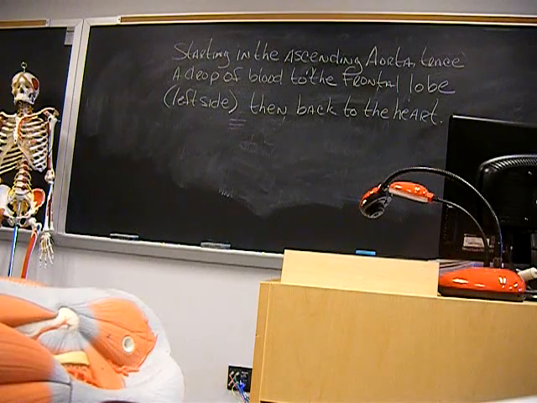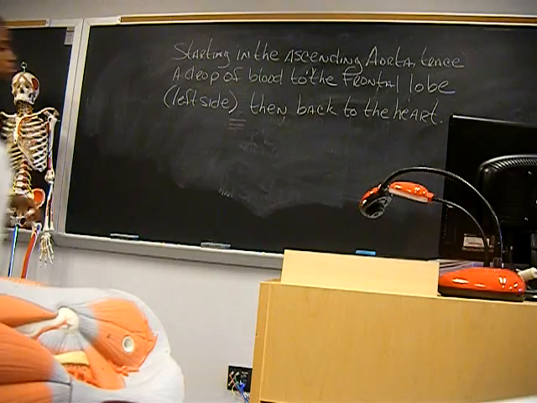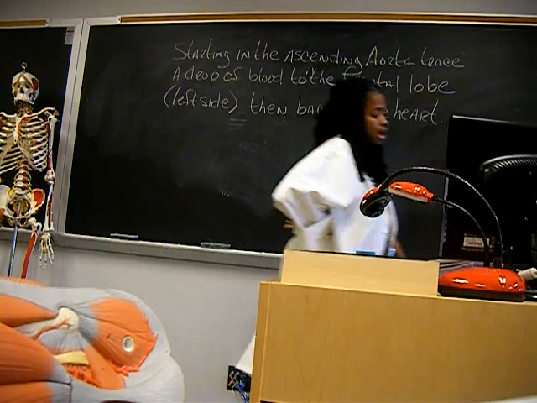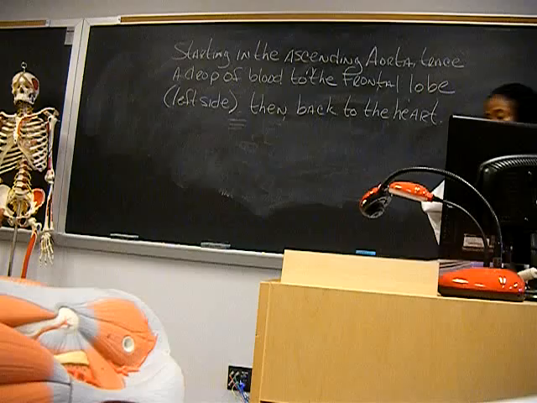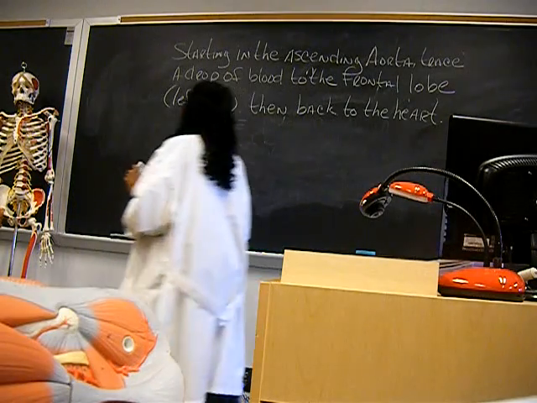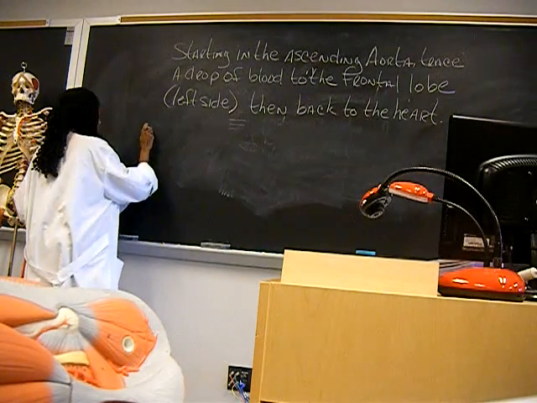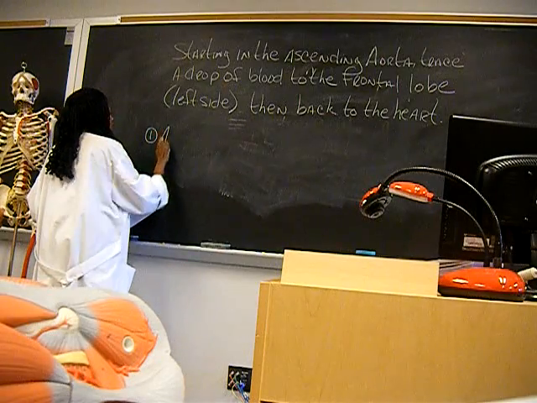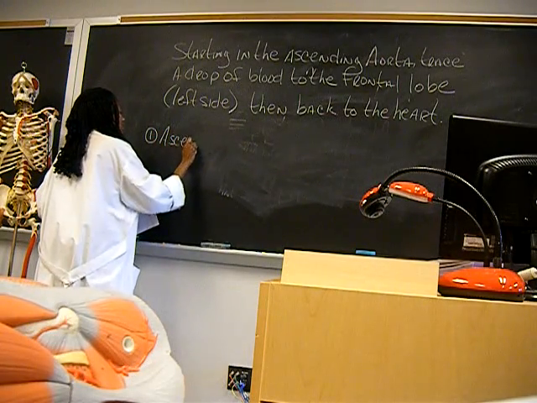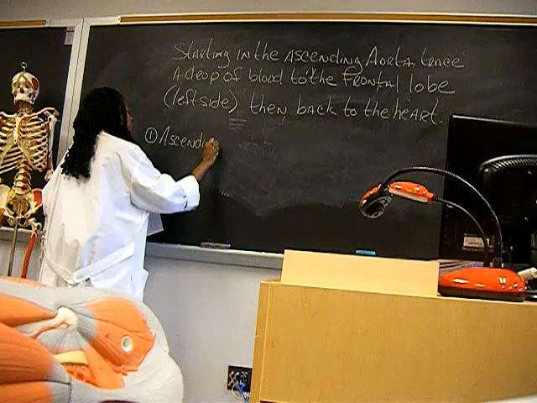And still get up into the circle of Willis. But anyway, we're going to do this one from my ascending aorta. So let's do it. So number one, ascending aorta.